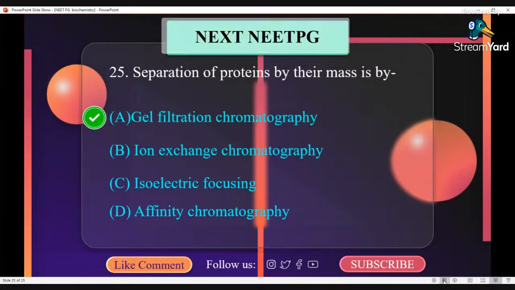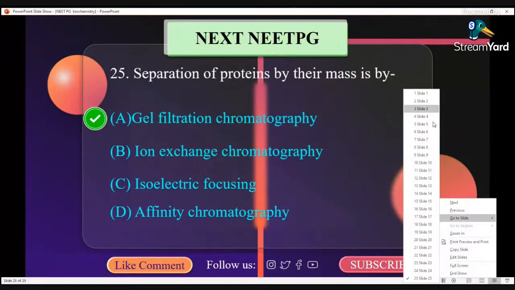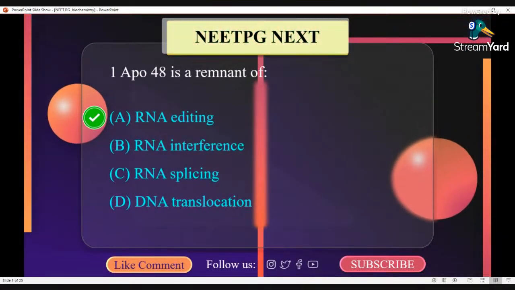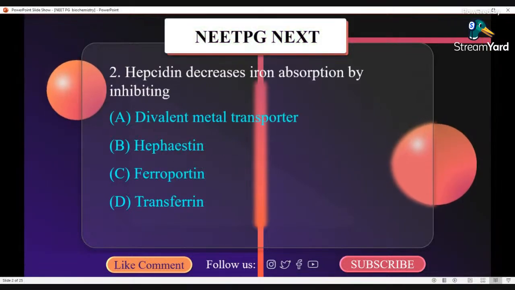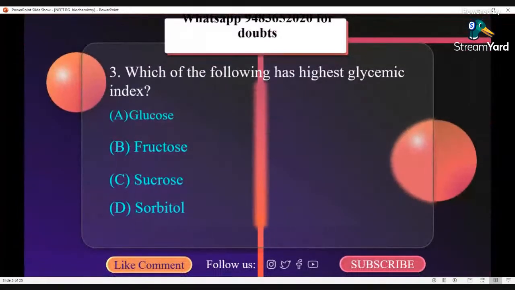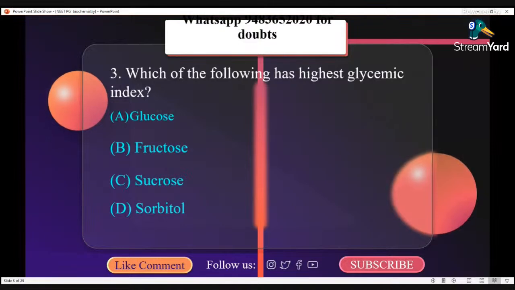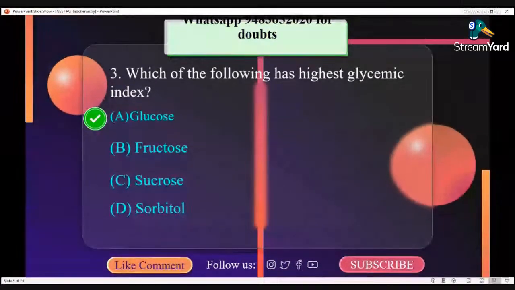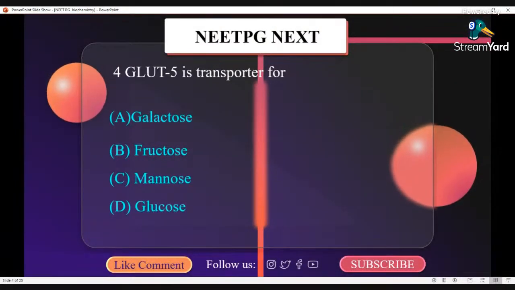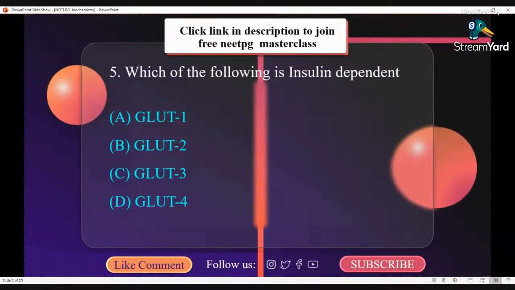So let us revise all the MCQs one by one. ApoB48 is a remnant of RNA editing. Hepcidin decreases iron absorption by inhibiting ferroportin. Which one of the following has highest glycemic index? It is glucose. GLUT5 is a transporter for fructose. Which one of the following is insulin dependent? GLUT4.